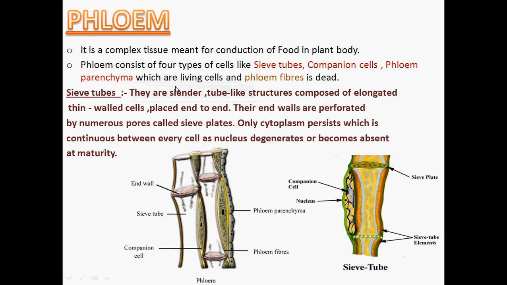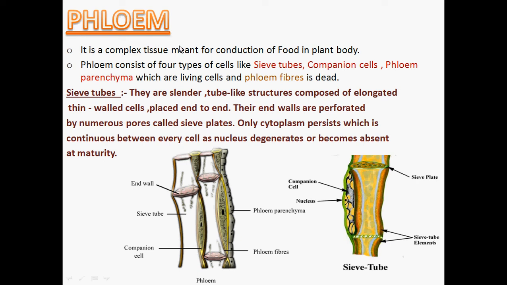How are you, students? You will be delighted to know today how the food-giving plants conduct the food in their body. So, students, we're going to learn about a complex permanent tissue which is meant for the conduction of food in the plant body and is named as phloem.